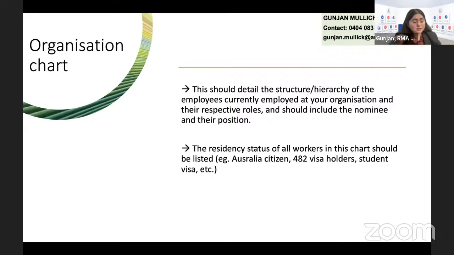For this particular visa, what the department wants to see in the organization chart is a hierarchy: what is the role, what is the job title, and the residency status of the workers is very important. So if it's an Australian citizen, how many people are temporary holders, how many people are student visa holders, that is very important. You need to make sure the organization chart is submitted correctly.